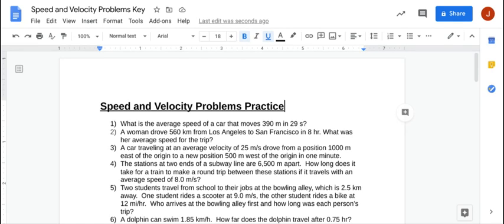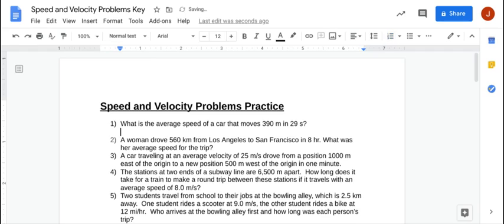So what is the average speed of a car that moves 390 meters in 29 seconds? So you have to ask yourself, what am I looking for? Well, I'm looking for speed, which means s equals d over t is your equation. This is a very straightforward problem. Distance is always in meters. So we have 390 meters.